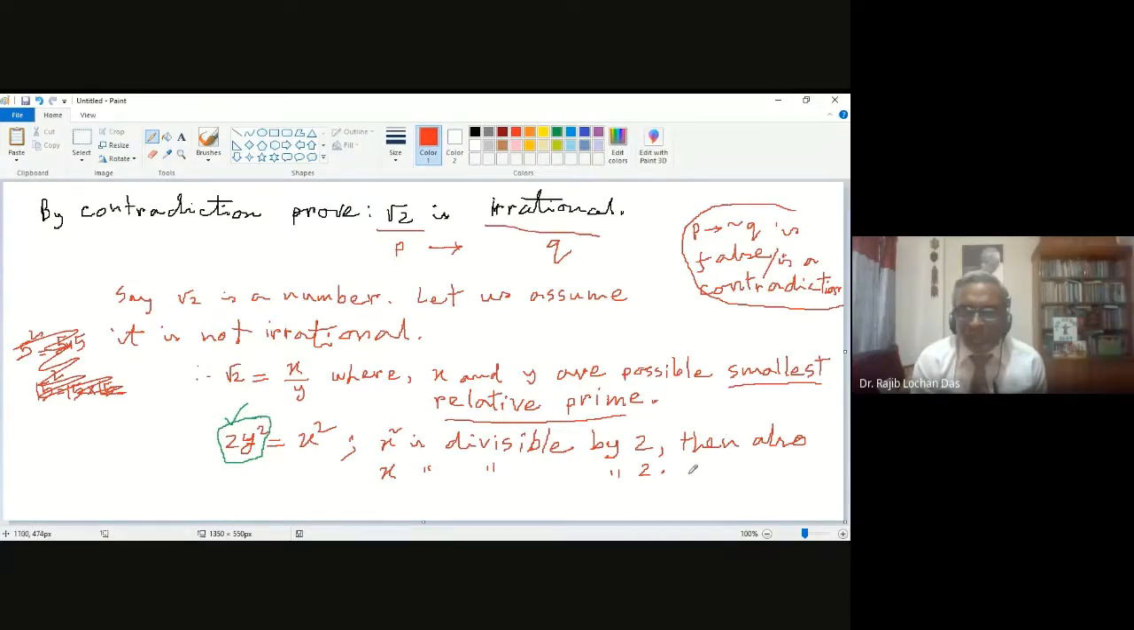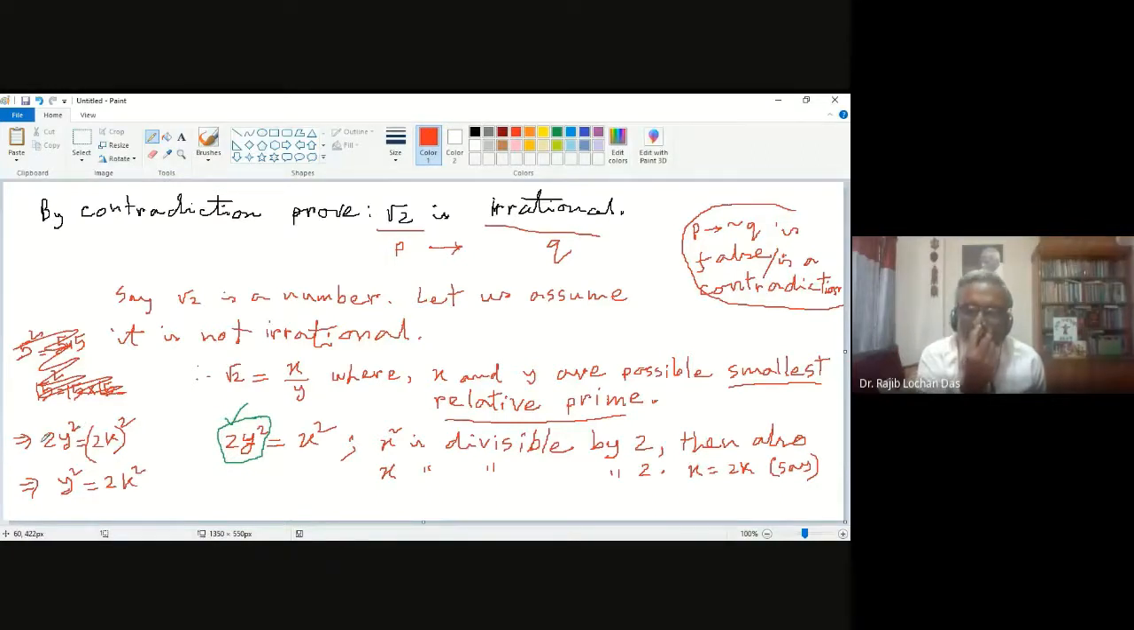So you can write maybe x equal to 2 into k, possible. If x equals 2 into k, you can go to the next line. You can write 2y square equal to 2k whole square. So 2k whole square means 4k square. So it is actually y square equal to 2k square, because one 2 is cancelled.